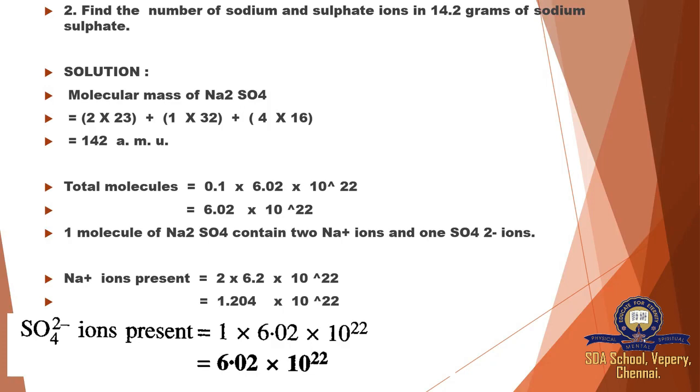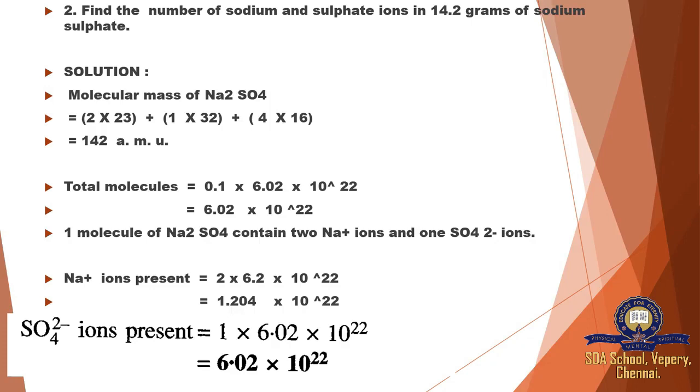Here they are asking for the number of particles, sodium ions and sulfate ions. So we can conclude this is about particles, and particles means Avogadro's number. So total molecules equal 0.1 times 6.02 times 10 to the power 23, which becomes 6.02 times 10 to the power 22. 1 molecule of Na2SO4 contains 2 Na+ ions and 1 SO4 2- ion.